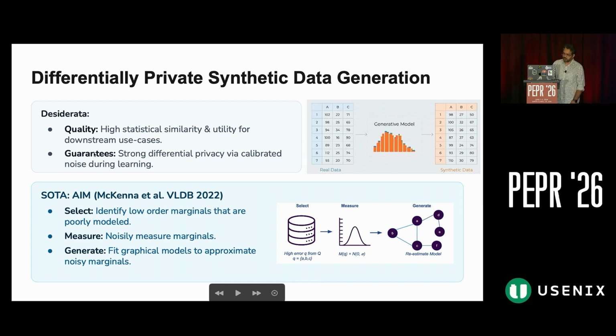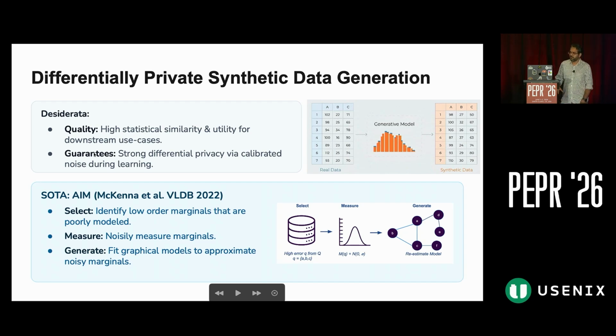And AIM is not the only paper to do this. There's probably 10 or 15 other algorithms that were developed over the course of the last 15 years that build on top of each other, right? And AIM, which came out in about 2022, is the one that's doing the best right now.